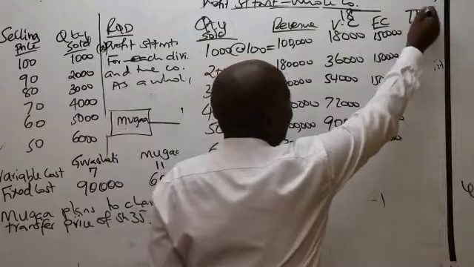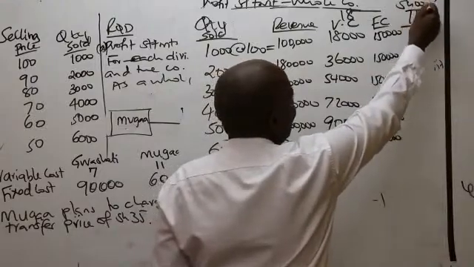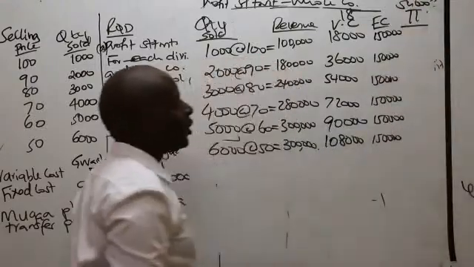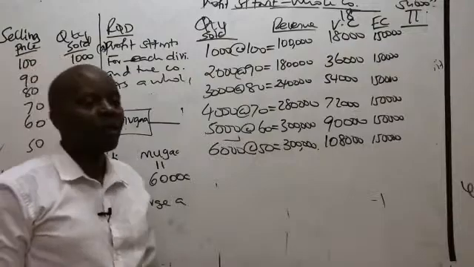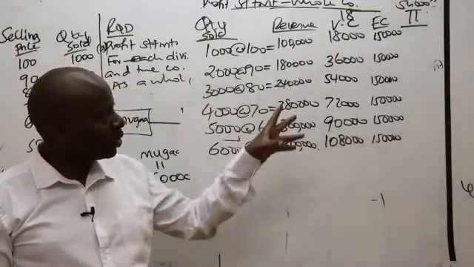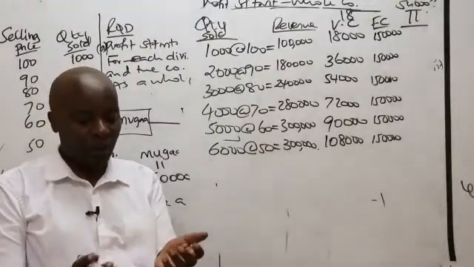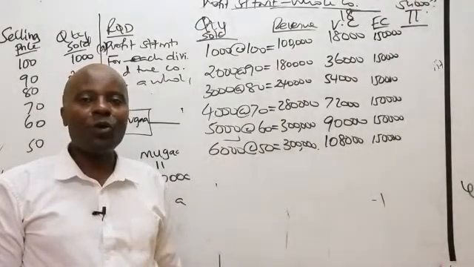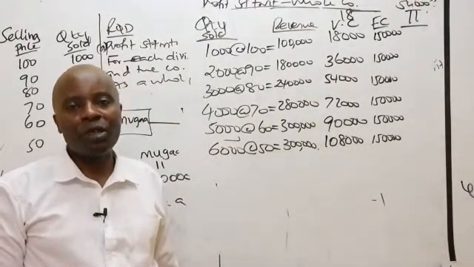So then give us a column there for profits in shillings thousands. You're taking revenue minus all the costs, and then you give us the answers.